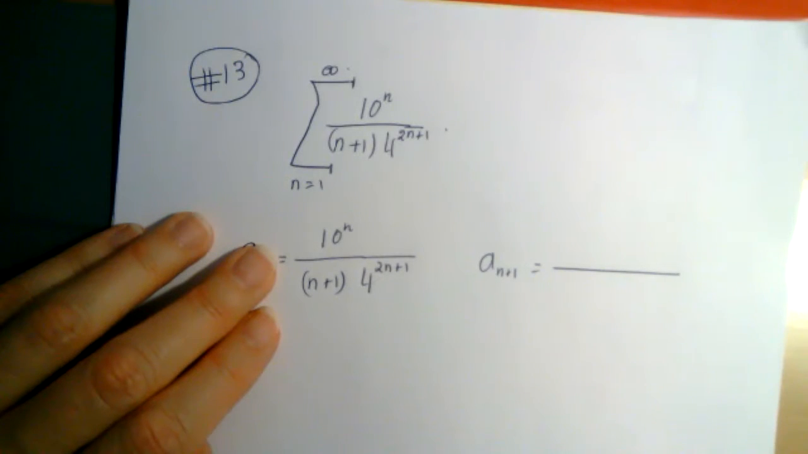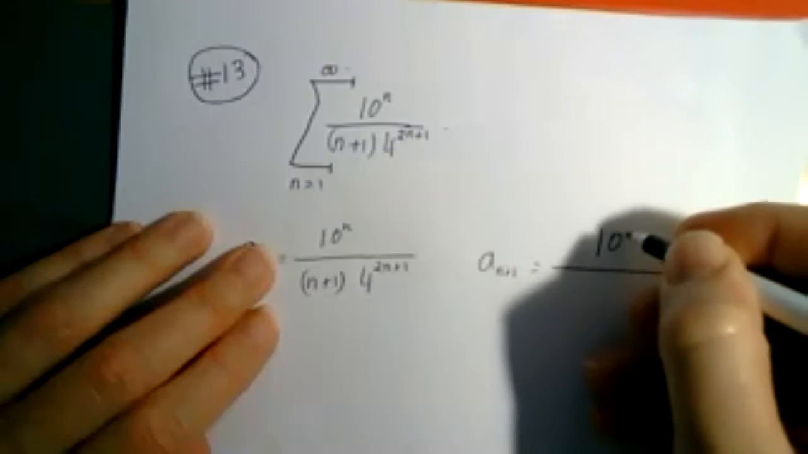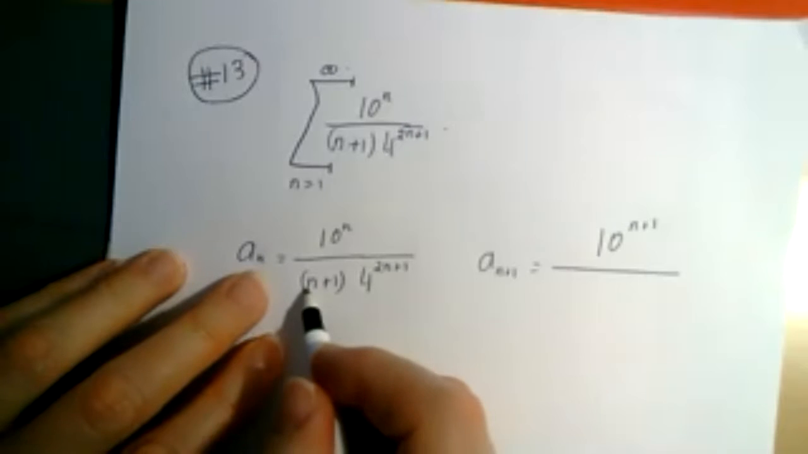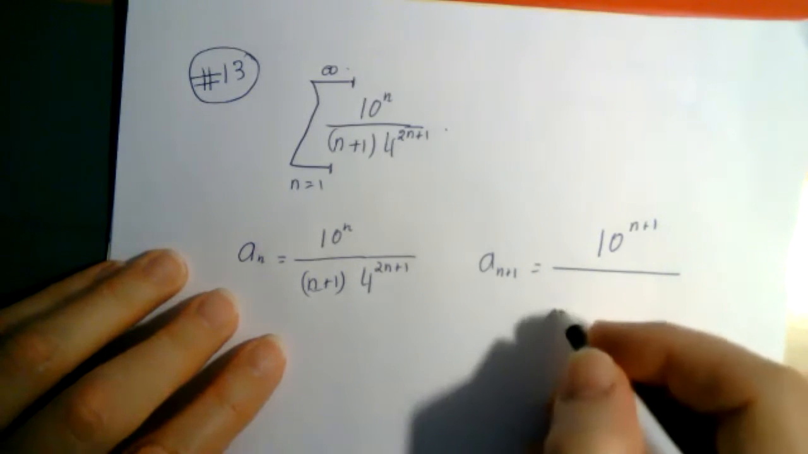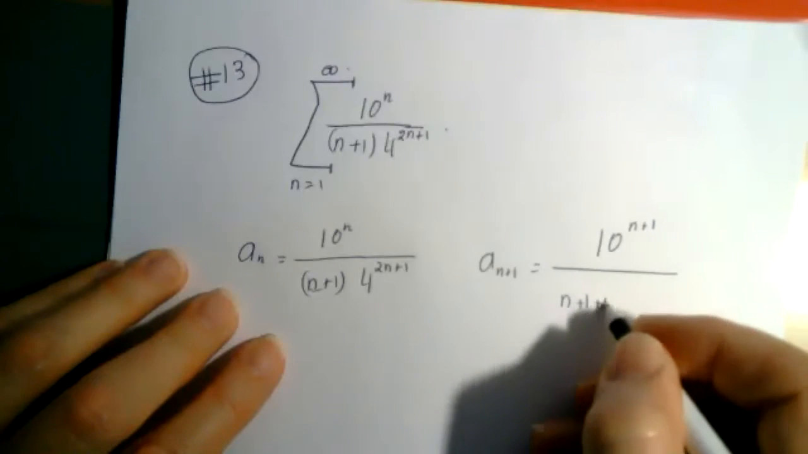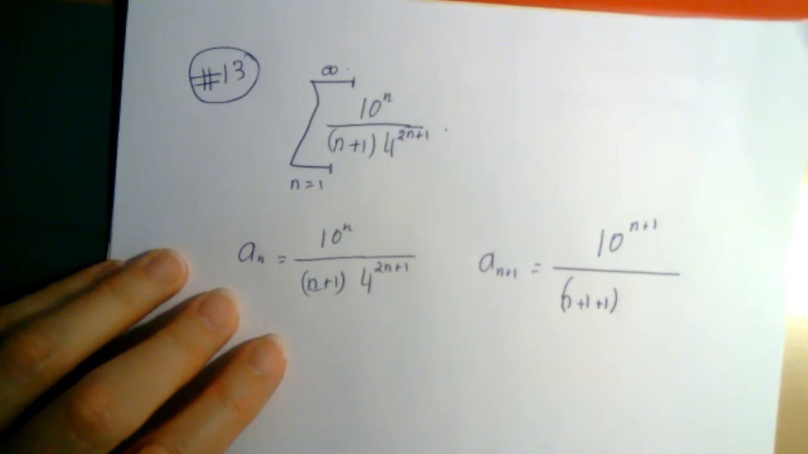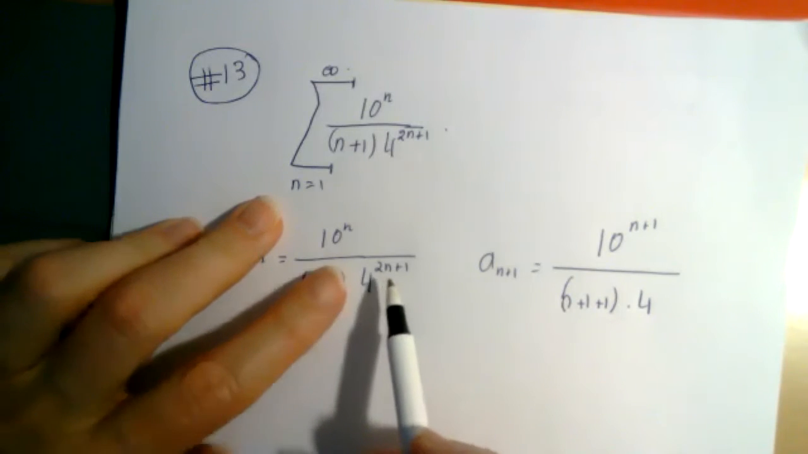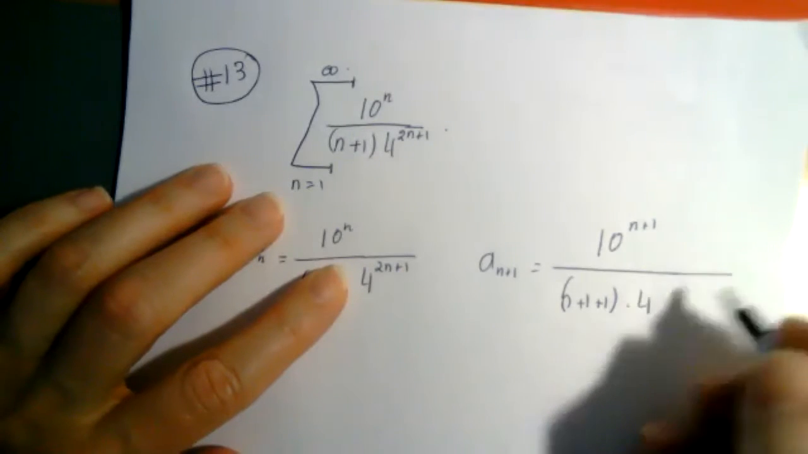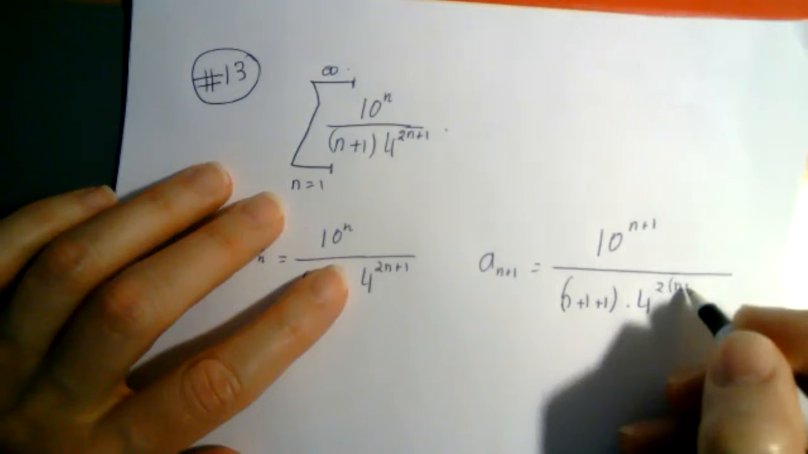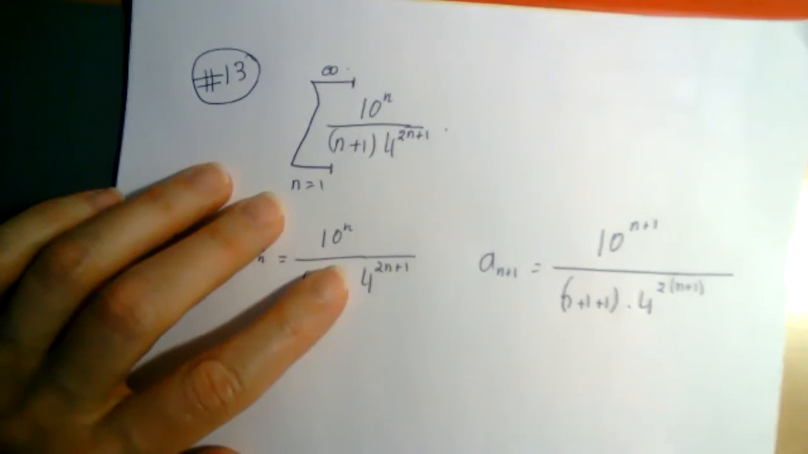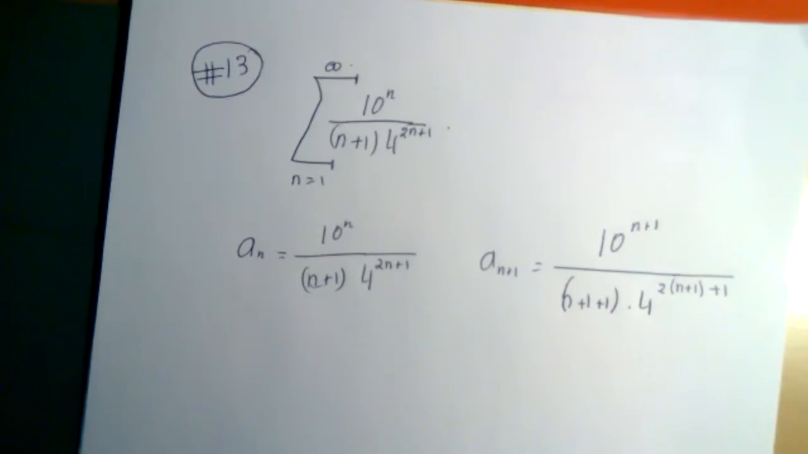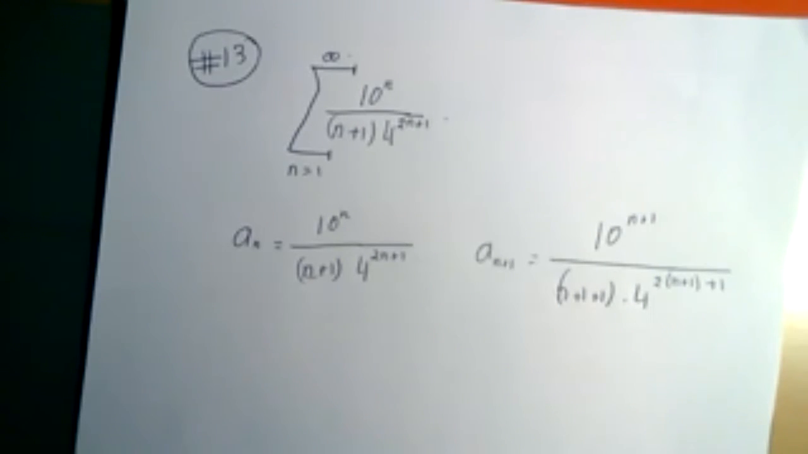And if we do that, we're going to have 10 to the n plus 1 over, instead of this n, I'm going to put n plus 1. So I'm going to do it slowly the first time. So this becomes n plus 1 plus 1. And 4 to the 2n, instead of n, I'm going to have n plus 1, and that is the plus 1. Okay, please ask questions on the chat as you move on.